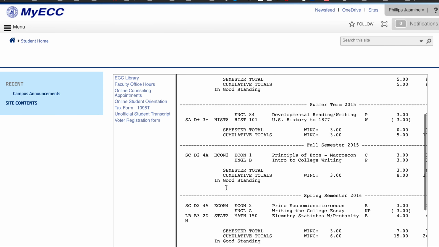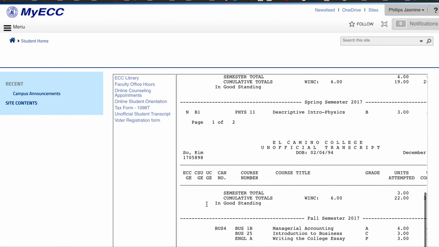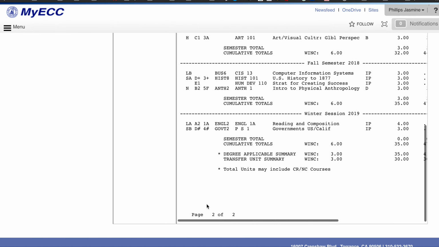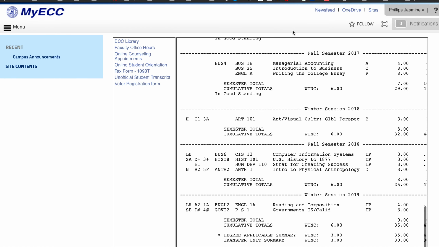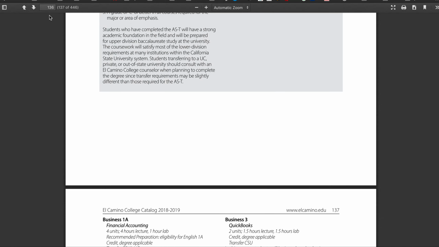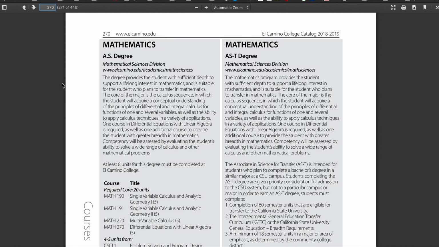Let me see. Where are you at in math? You've done stats. Good. Looks like, no, you have not done the other math class yet. So the business math is usually the math 165. And what page is math on again? Math is going to be like on page 270.